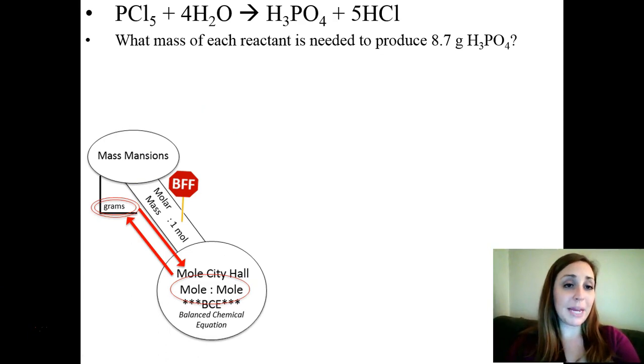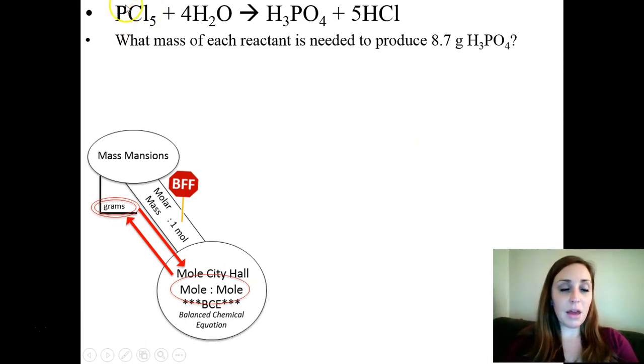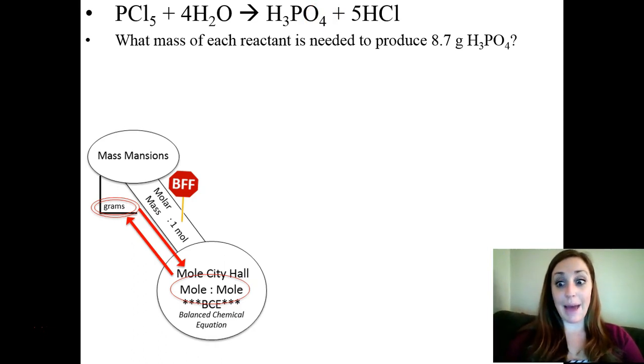Here's another sample problem that's similar to what you might get on your final exam. Again, remember, you won't be given the formulas, so you'll just be given the names, and you won't be given the balanced chemical equation. You'll have to balance it yourself, but so far I've given this all to you. So this problem says what mass of each reactant, so it's the same. We need the mass of PCl5 and the mass of H2O that will be needed to produce 8.7 grams of phosphoric acid. By the way, if I have any acids on there, I'll give you the names of those since we did not go over how to name acids.